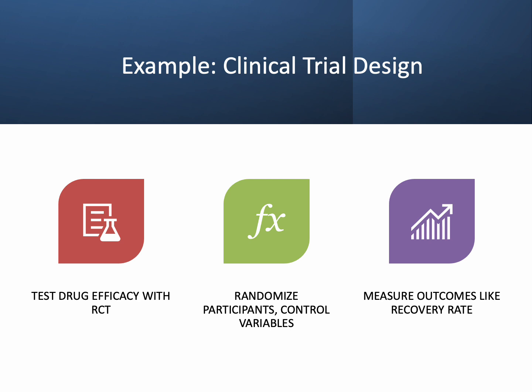A randomized controlled trial, RCT, tests drug efficacy, such as a Canadian study evaluating a new heart medication. Participants are randomized into treatment and placebo groups to minimize bias, with variables like age or health status controlled through matching or statistical adjustments.